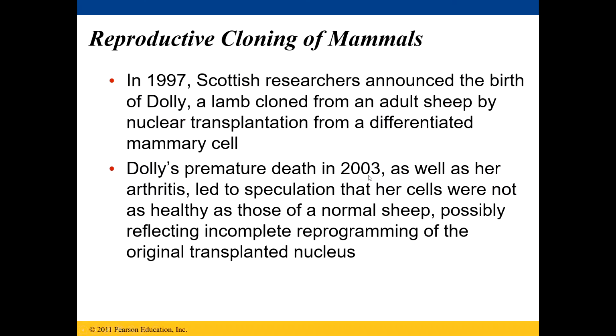But what about cloning mammals? In 1997, Scottish researchers announced the birth of Dolly. A lot of you probably remember or have heard of that. That was the first lamb that was cloned from an adult sheep by nuclear transplantation. So how did that happen? Unfortunately, Dolly did die in 2003. She didn't live very long. It was considered a premature death, and she had a lot of other issues. The speculation was that her cells were not as healthy as those of a normal sheep, possibly reflecting incomplete reprogramming of the original transplanted nucleus.